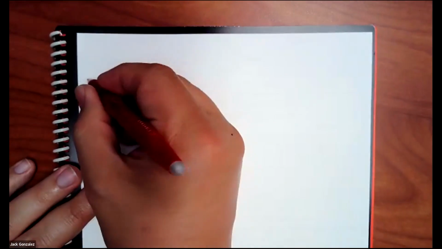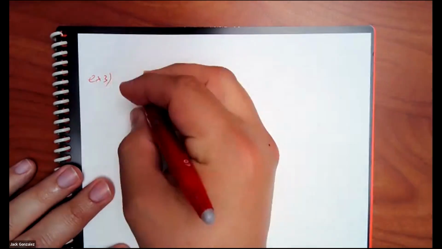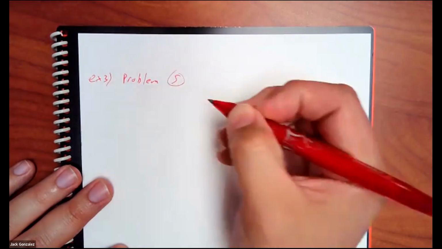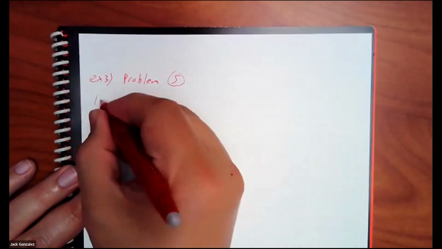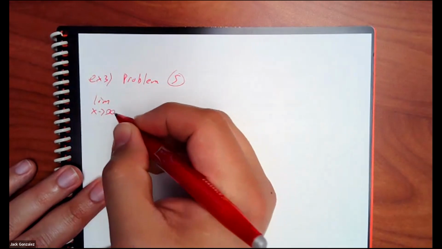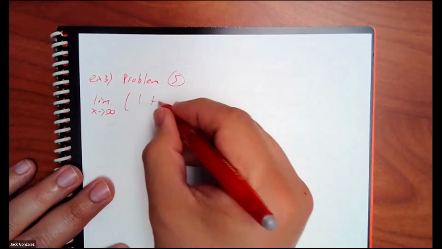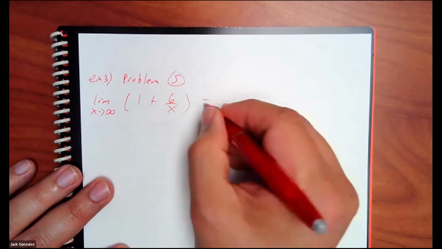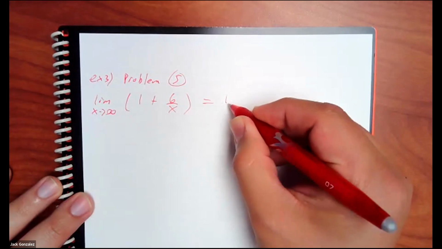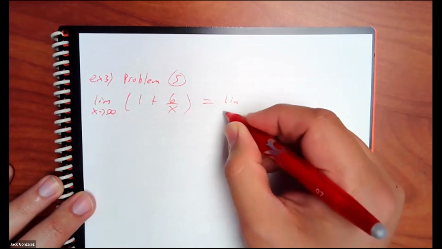Let's do a couple more and then we'll move on because I feel like it's not too crazy. We've got to do some hard stuff instead. So the limit as x approaches infinity of 1 plus 6 over x. What would be this limit? Yeah, it's going to be 1, right?